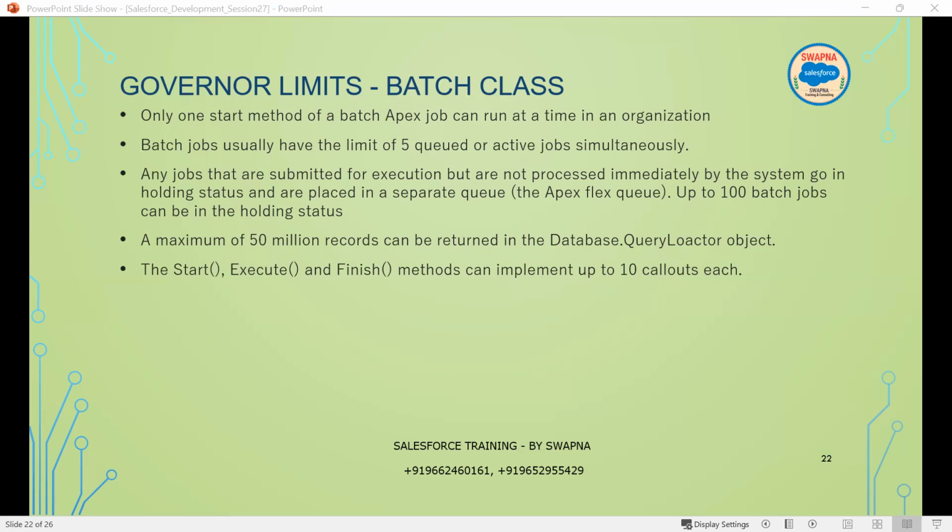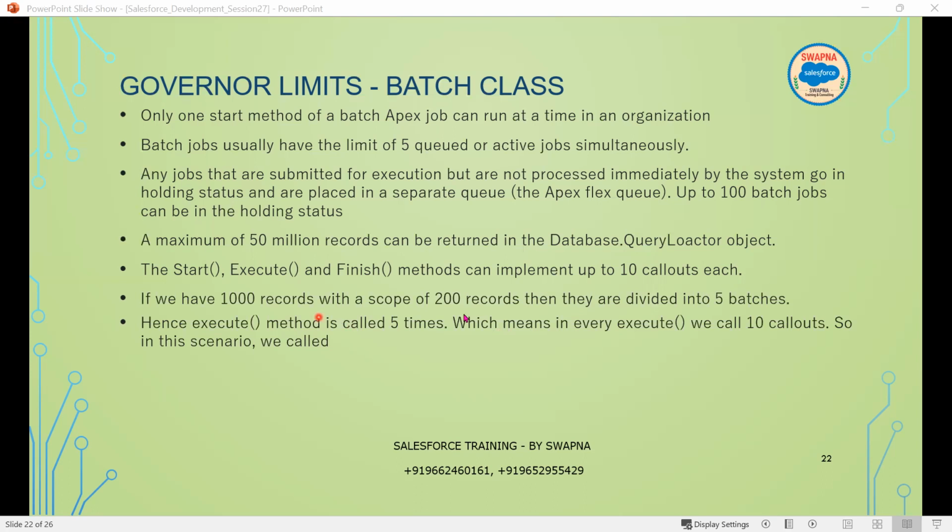When you are hitting the external system through the batch class, that means you are sending data from Salesforce to the external system. You can do a maximum of 10 callouts. So the start, execute, and finish methods can implement up to 10 callouts. Here is the confusion they will create. If I say 10 callouts, can you tell me how many callouts will happen in the start method, the execute method, and the finish method? They will try to confuse you, but do not get confused.